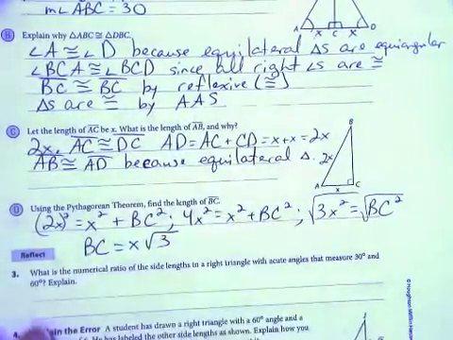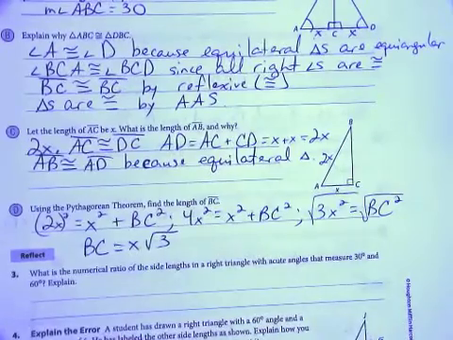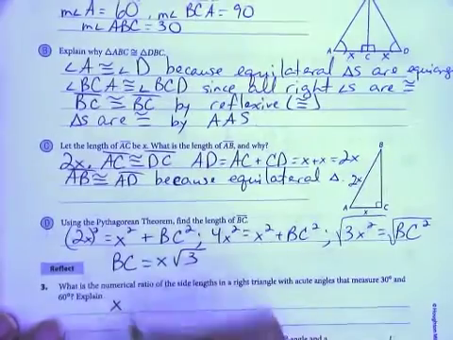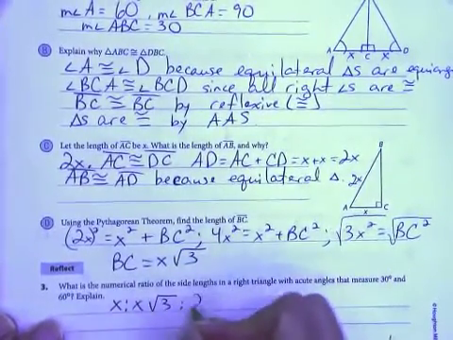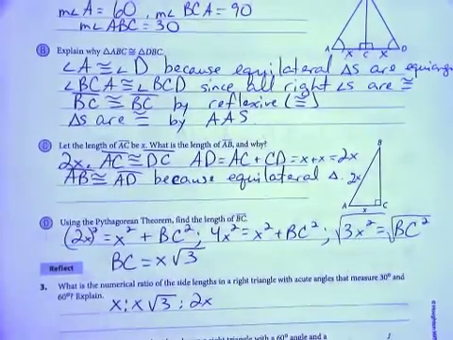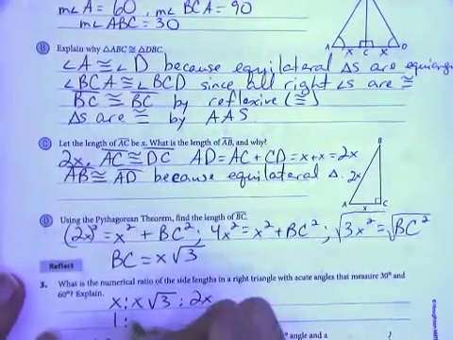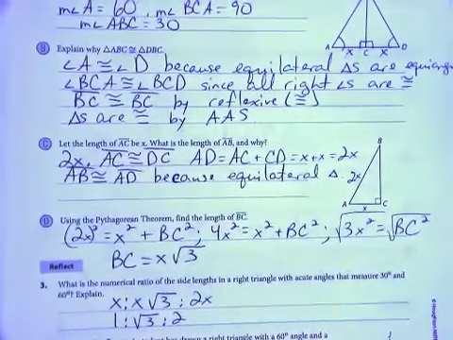x radical 3. So then what is the ratio of the side lengths of a right triangle with acute angles measuring 30 and 60? So it's x radical 3, and 2x. Another way that I can think of this is 1 to radical 3 to 2.